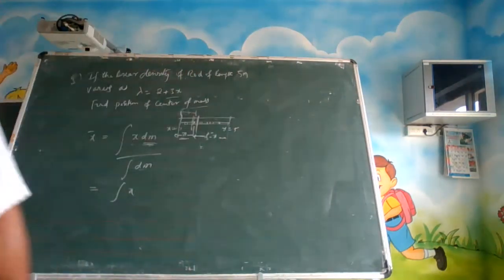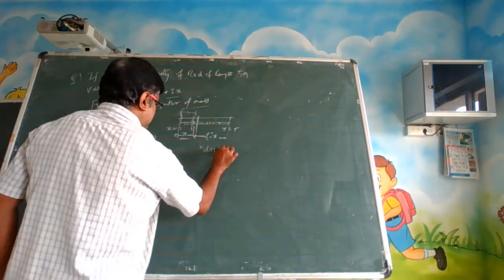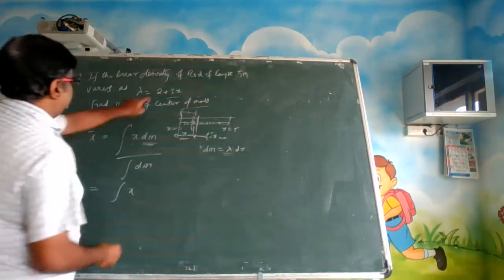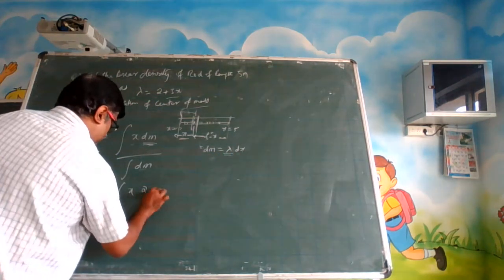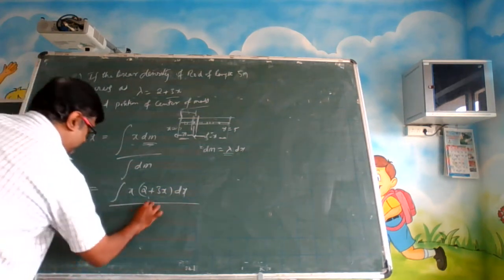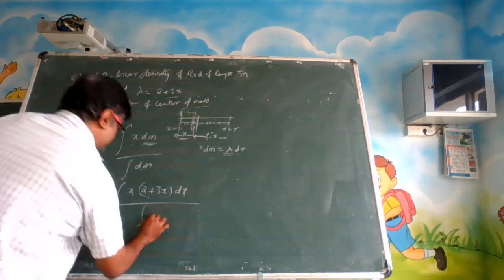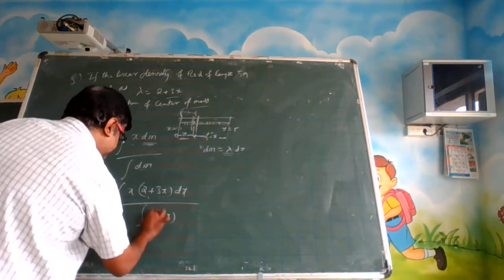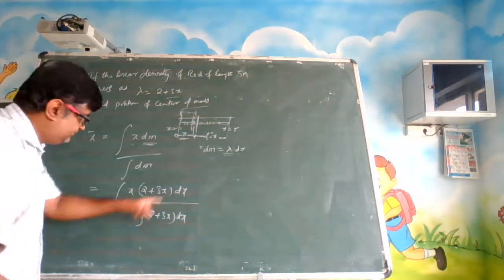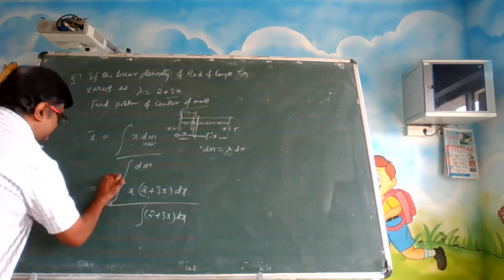So x into dm. Now dm is equal to lambda dx. The lambda value is given in the question as 2 plus 3x. So 2 plus 3x into dx, divided by the integration of dm, which is again lambda dx. It is 2 plus 3x dx. Between what? What is the variable here? x. x is varying from 0 to 5. So x is equal to 0 to x is equal to 5.